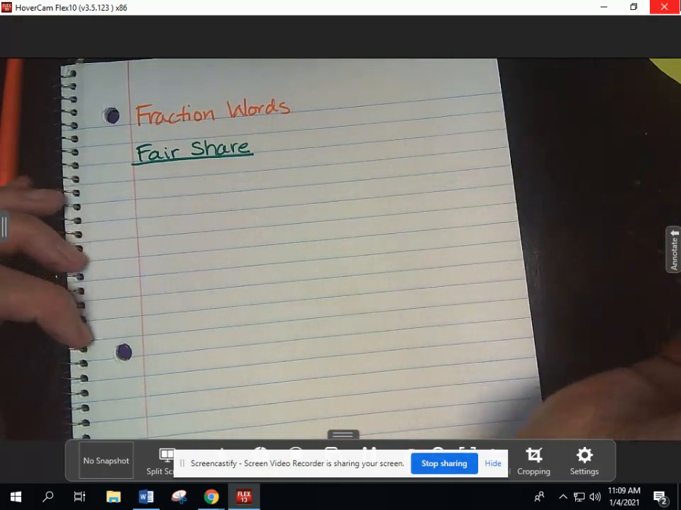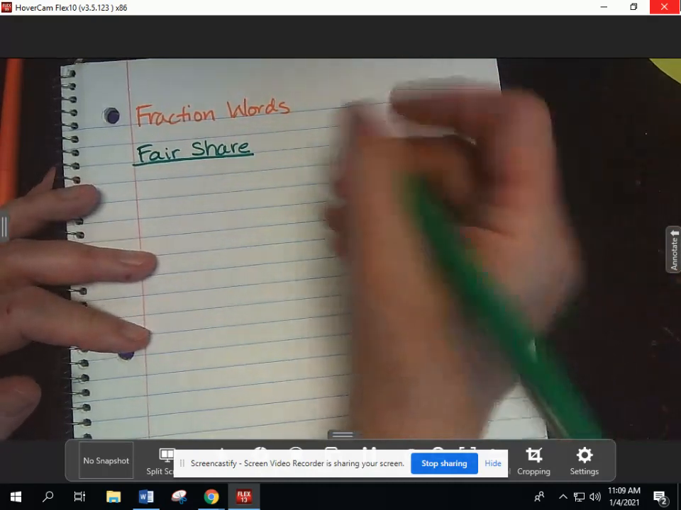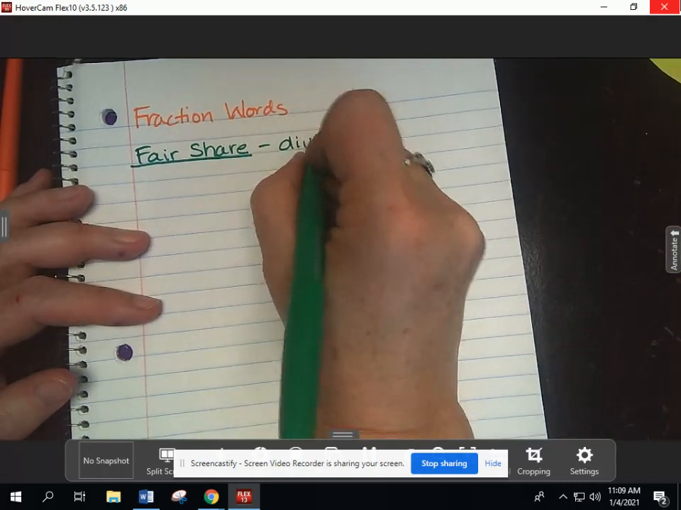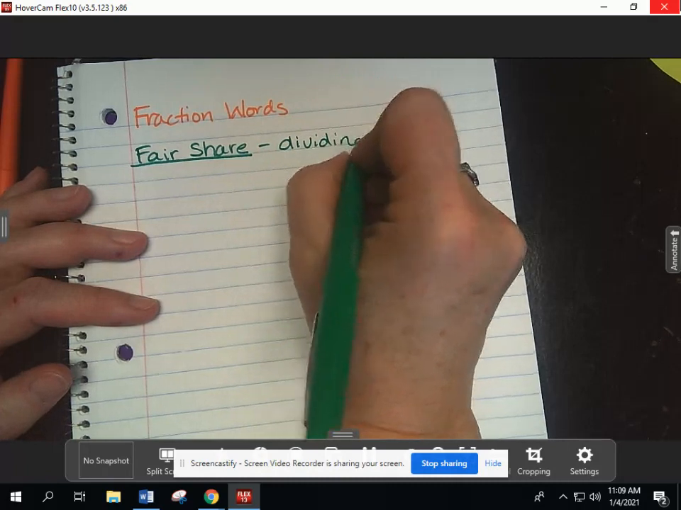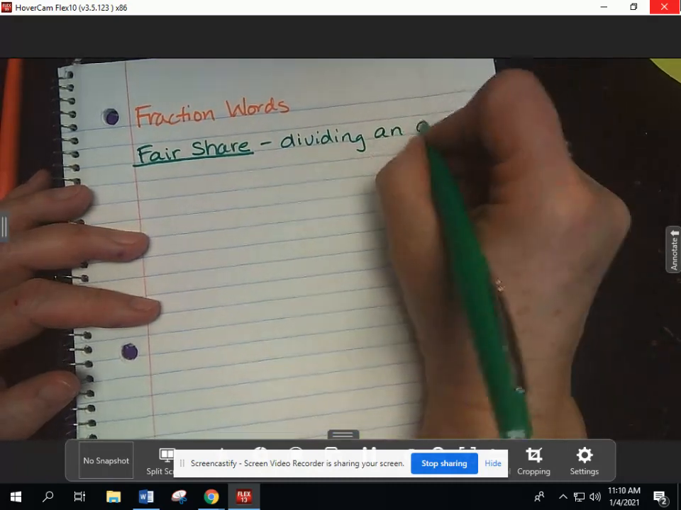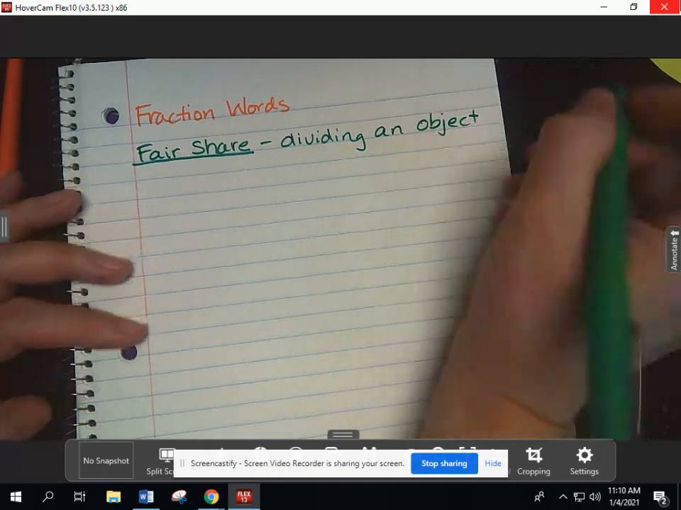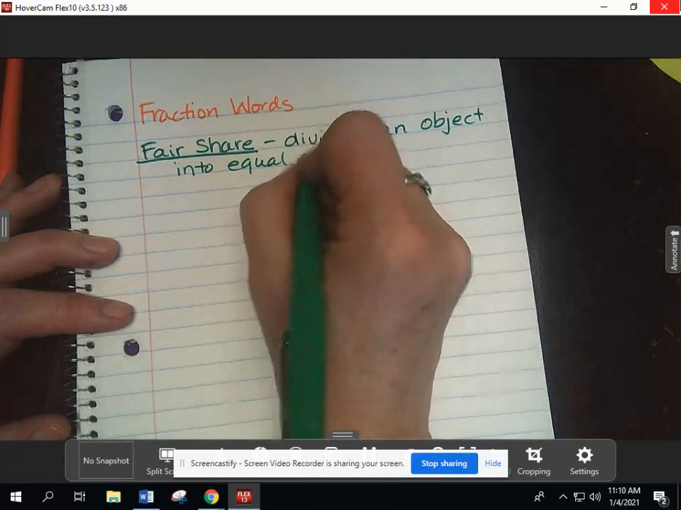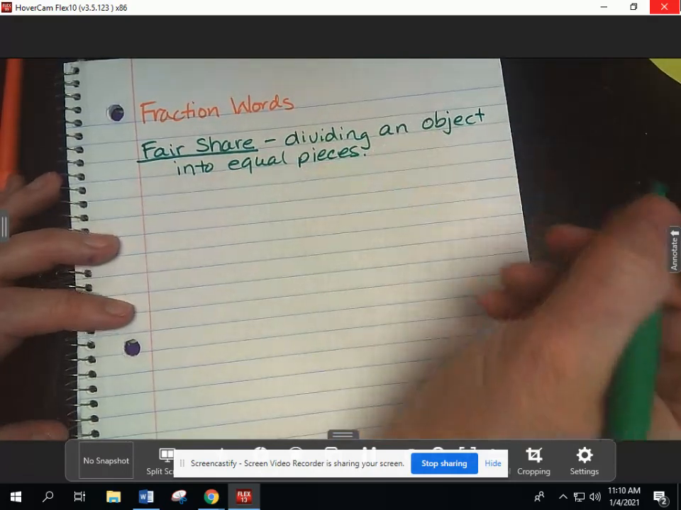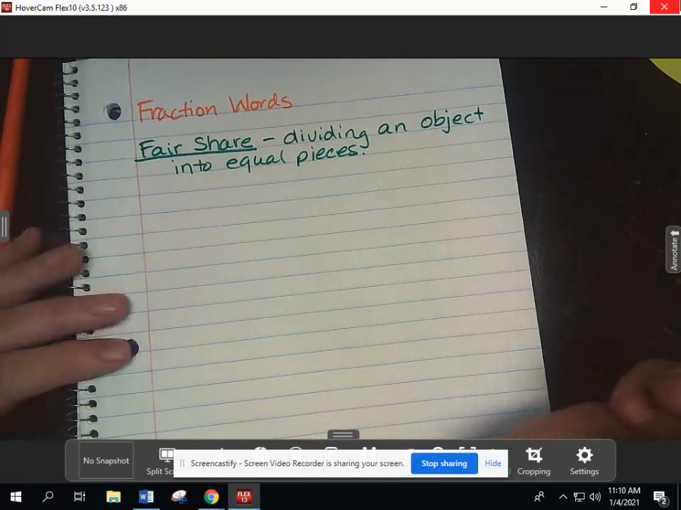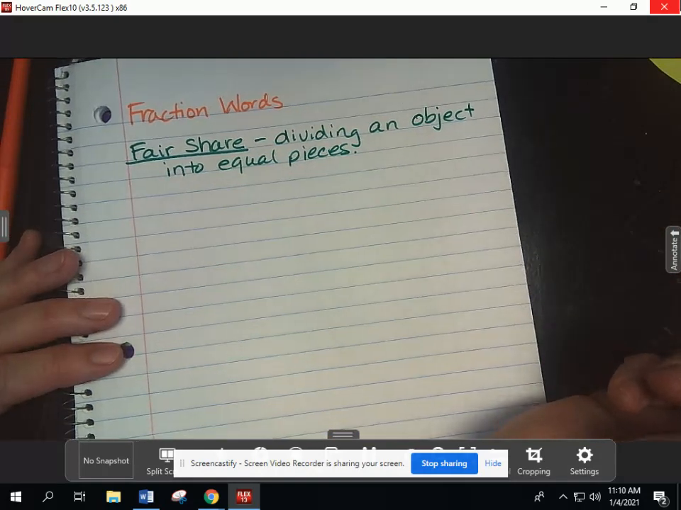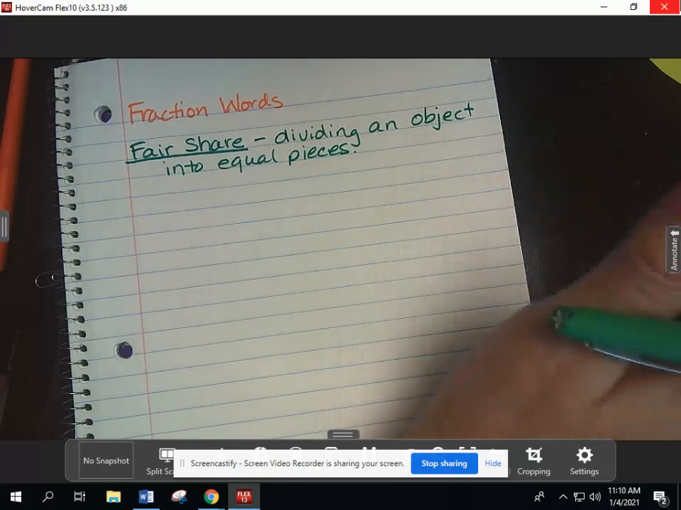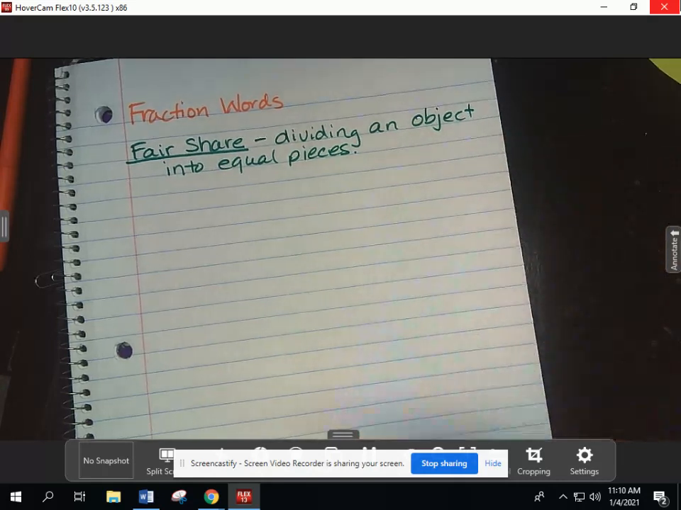So fair share means we are dividing an object into equal pieces. It can also mean that we're dividing time into equal pieces. So think about an object. We can think of it as time. Time's being divided into equal pieces.